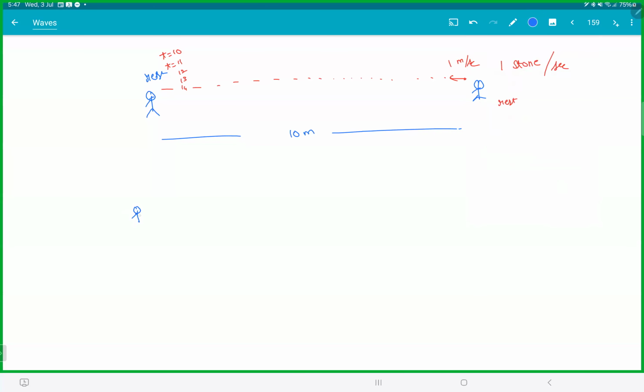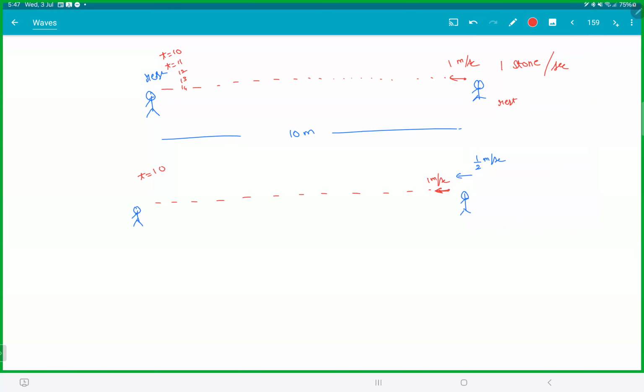Now, same thing. Let's see what happens if I start walking and throwing at you. Let's say I'm walking with half meter per second. And again, I'm throwing stones with a speed of 1 meter per second. Now look at this, what happens. I throw the first stone. When will the first stone reach you? T is equal to 10.